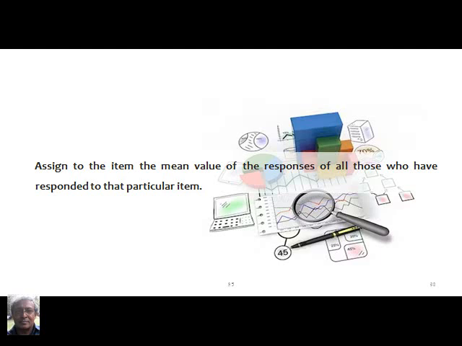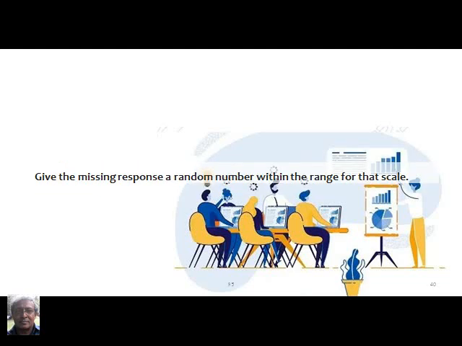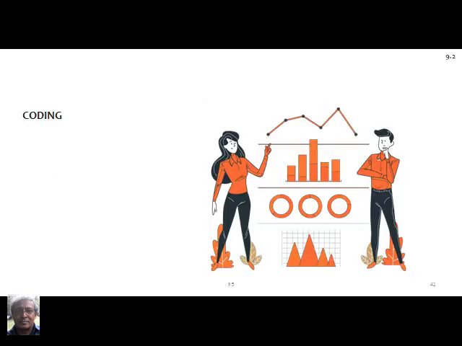Assign to the item the mean value of the responses of all those who have responded to the particular item. Give the item the mean of the responses of this particular respondent to all other questions measuring this variable. Give the missing response a random number within the range for that scale. Give the missing response of an interval-scaled item with a midpoint the midpoint in the scale of the response to that particular item.